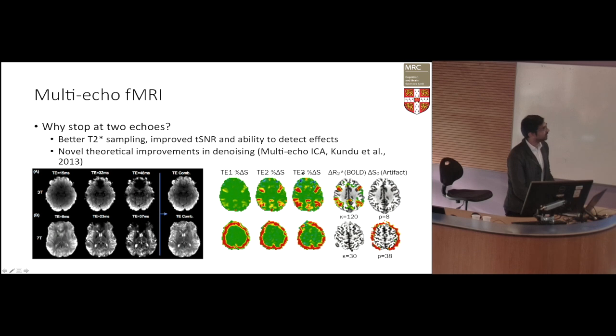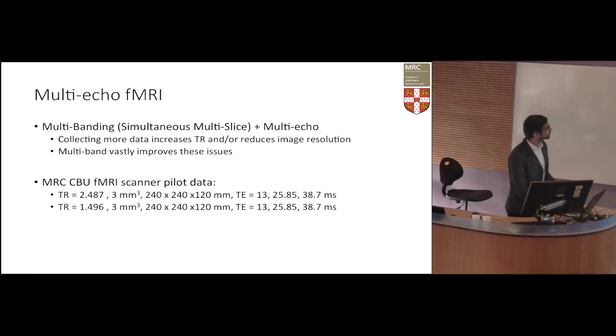So this was an area developed by Prantik Kundu and Ed Bullmore. I think it was done here at the CBU many years ago now, using ICA to essentially denoise the data. Here you can see an example of what a BOLD-like ICA component would look like and what a noise component would look like. And you can essentially just remove noise signals to improve signal to noise.